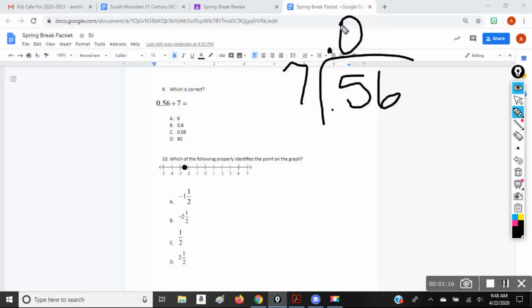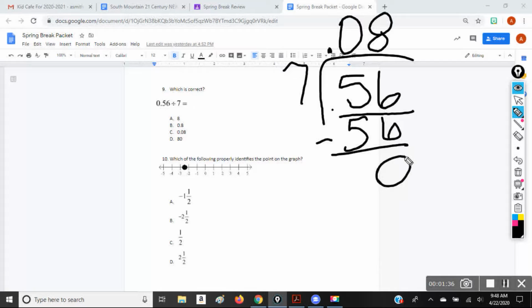If I brought down the next place value 6, my next number would be 56. So instead of doing all of that work, I'm just going to move on to checking, well, how many times can 7 go into 56? And that's 8, since 7 times 8 is 56. I subtract, get 0, no remainder, which means 8 hundredths is the correct answer, which is answer choice C.